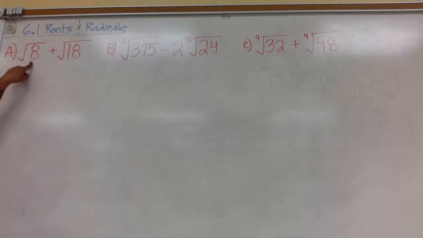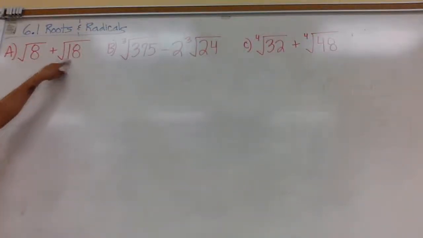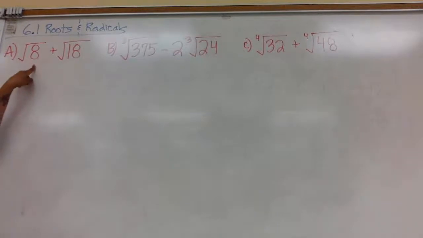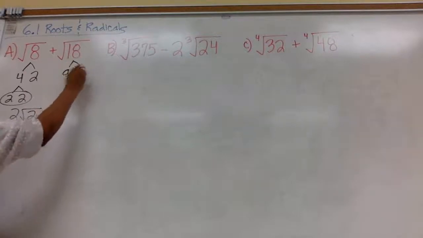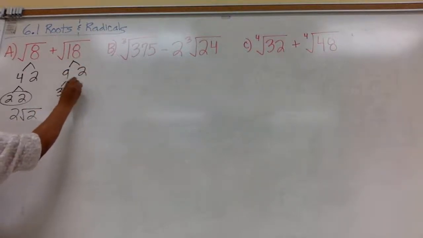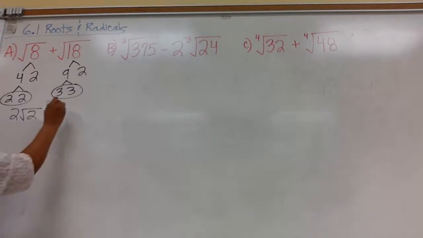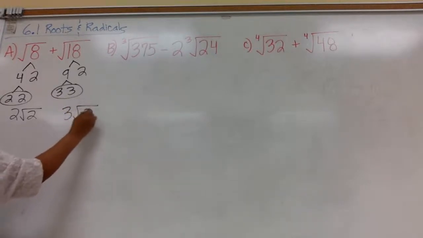So the square root of 8 plus the square root of 18. These are not alike to start with. However, we can use our factoring skills and break these down. So we're going to break down 8 and break down 18. So here we go. 8 is 4 times 2. 2 times 2. Pairs go on the outside. Everything else goes on the inside. I'm going to do the same thing with 18. 18 is 9 times 2. This is 3 times 3. Pairs go on the outside. Everything else goes on the inside.